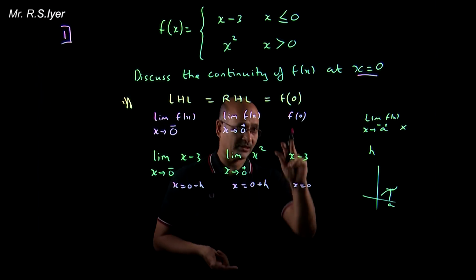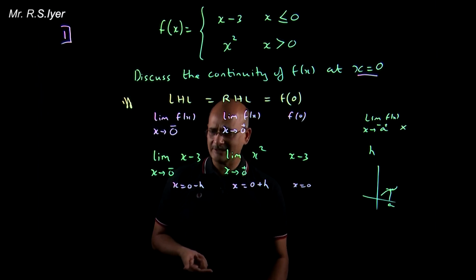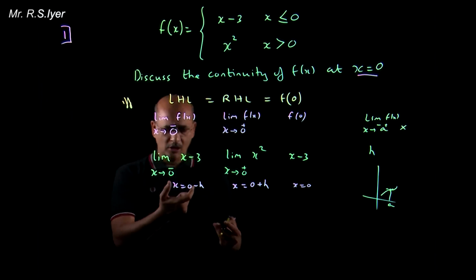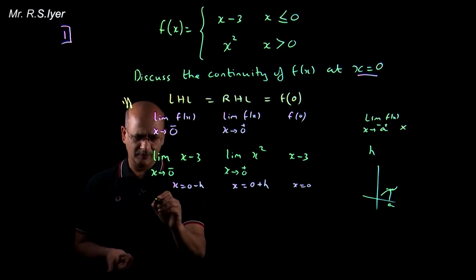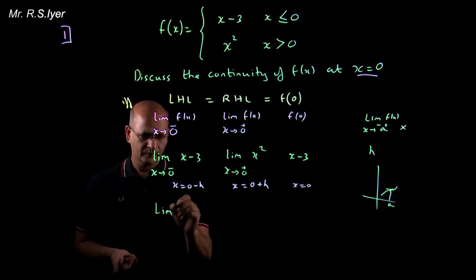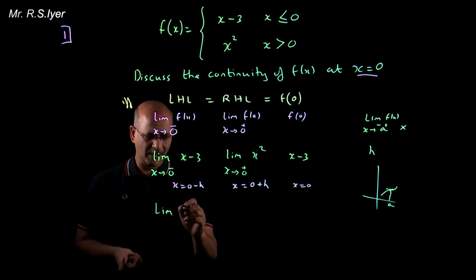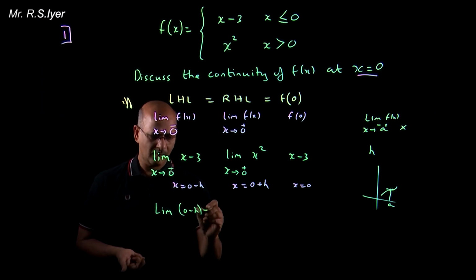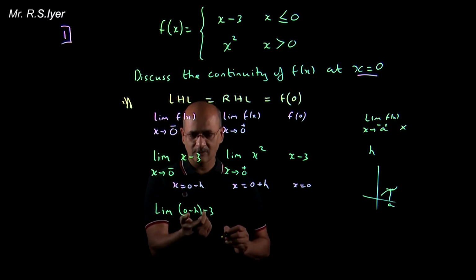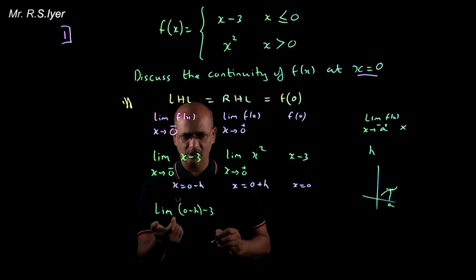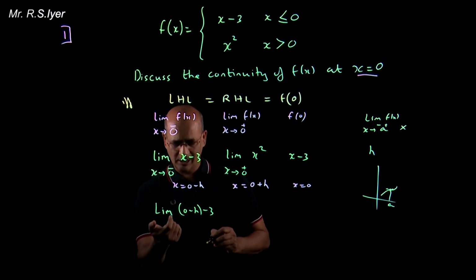This is understood at x equals 0. So having said that, now let us see what happens here. So x equals 0 minus h. So what will happen now? Just I want you to understand, just pay attention now. So limit of x is replaced by 0 minus h. So it is 0 minus h minus 3. Now remember, if the function is in terms of h, the limit also has to be in terms of h, right? Limit also has to be in terms of h.